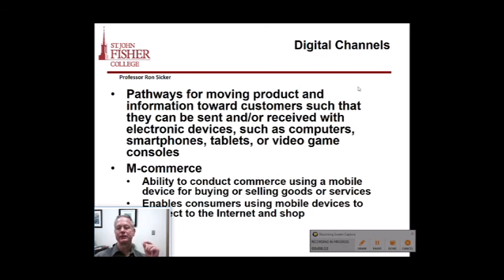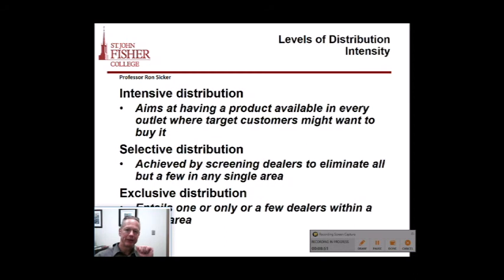Digital channels, we know all about those. The bell cow for that is Amazon. M-commerce is mobile commerce, which most of you use. I know my son buys most of his things through Amazon on his phone. It enables you to use consumer devices, etc., in order to shop.